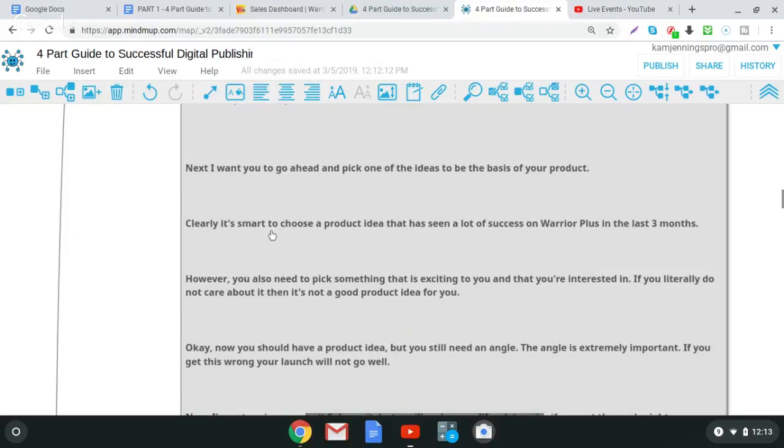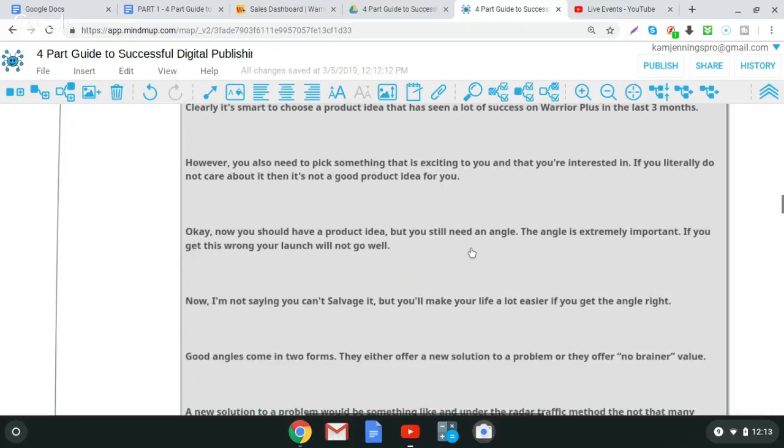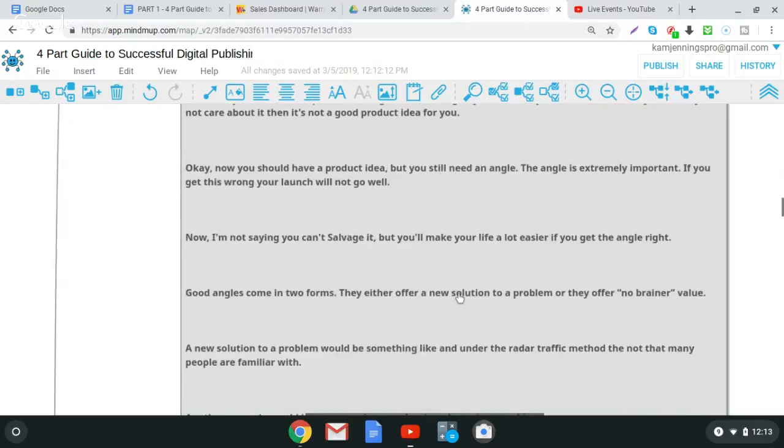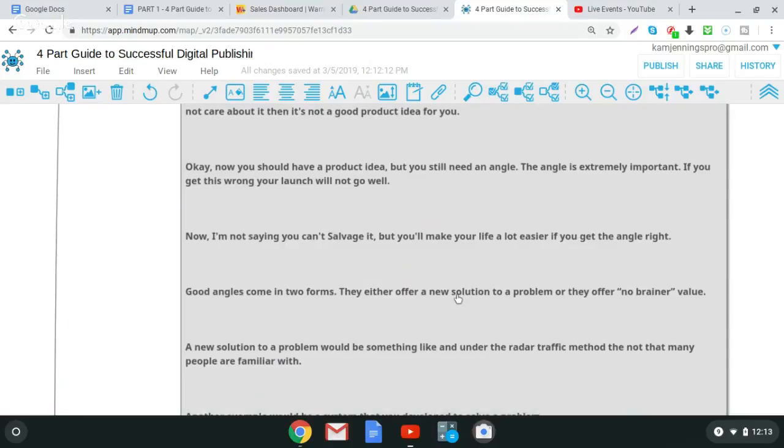Next, I want you to go ahead and pick one of the ideas to be the basis of your product. Clearly, it's smart to choose a product idea that has seen lots of success on Warrior Plus in the last 3 months. However, you also need to pick something that is exciting to you and that you're interested in. If you literally do not care about it, then it's not a good product idea for you. Okay, now you should have a product idea, but you still need an angle. The angle is extremely important. If you get this wrong, your launch will not go well.